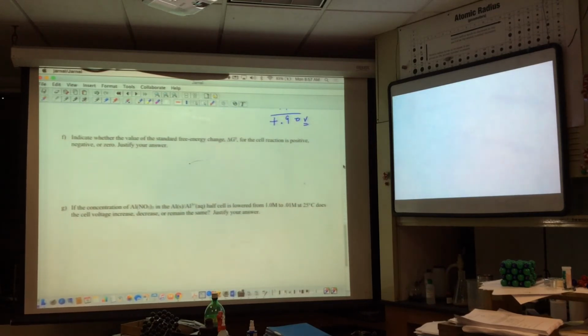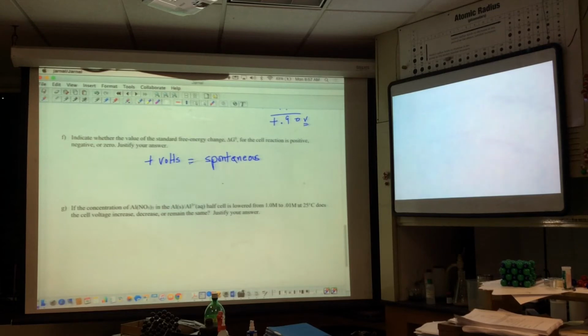Now, F: indicate whether the value of the standard free energy change, delta G, for the cell is positive, negative, or 0. Back in September, we learned that positive volts equaled a spontaneous reaction. Okay? And I just told you that. If the battery was positive, it was spontaneous. Now, what do we know? A spontaneous process means that delta G, standard condition, is what?